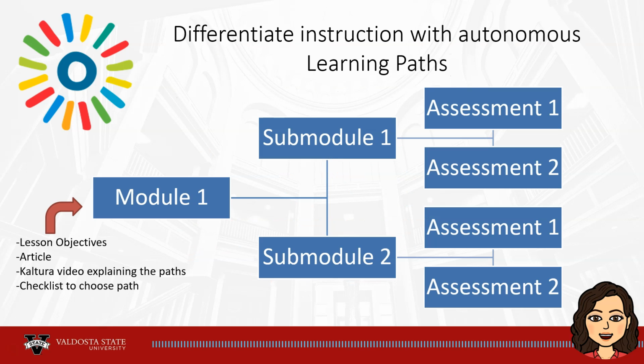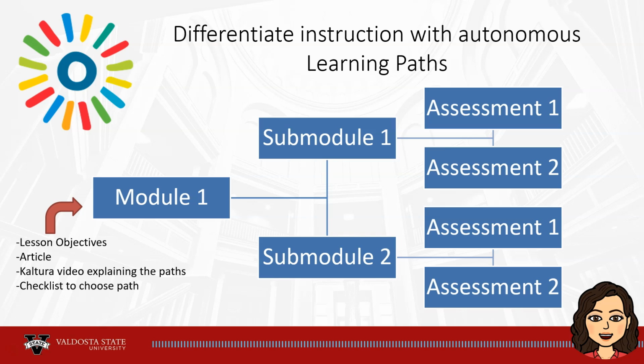So we begin with Module 1. Here in this module, we're going to include lesson objectives. And in this example, I'm thinking we'll look at writing screenplays. Then perhaps I'll include an article or some sort of text that students can read to further orient them to the module and provide instruction.